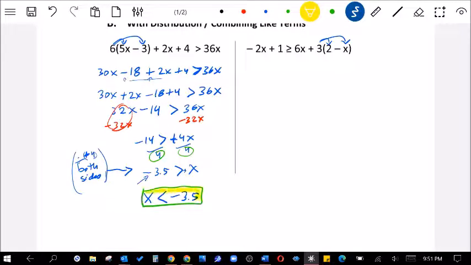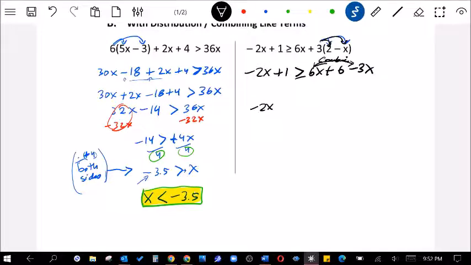Let's look at the other problem here. I'll use black this time. I'll multiply into these, so I have negative 2x plus 1 greater than or equal to 6x plus 6 minus 3x. So I need to combine like terms. I have negative 2x plus 1 greater than or equal to 3x plus 6.